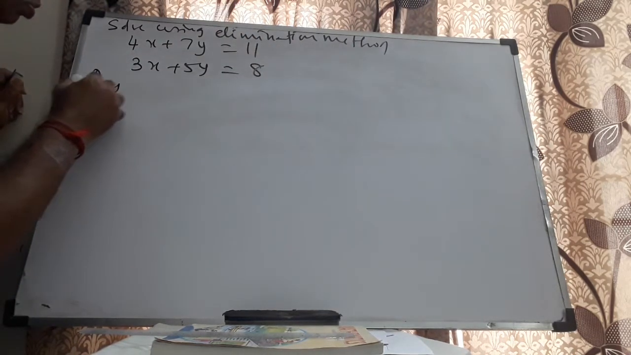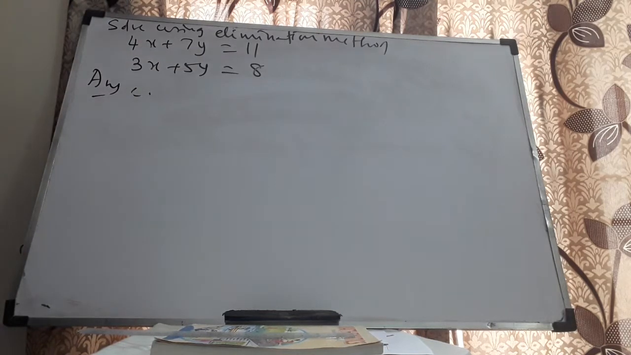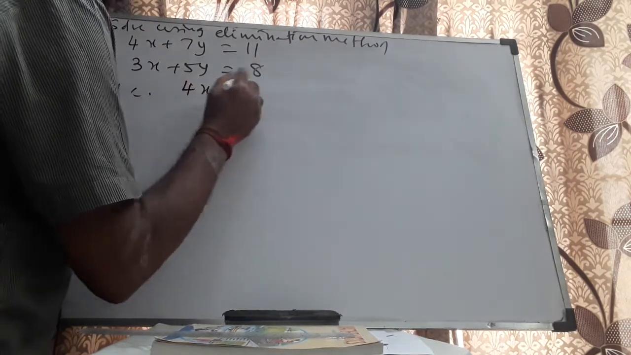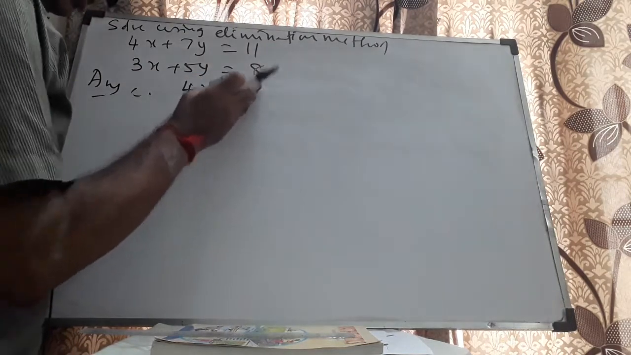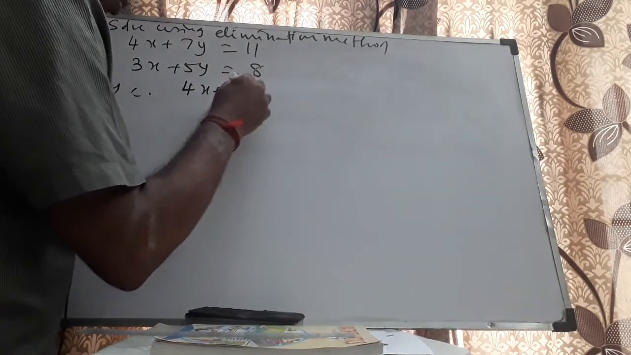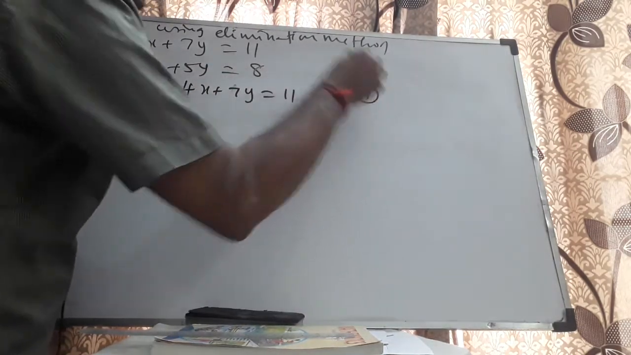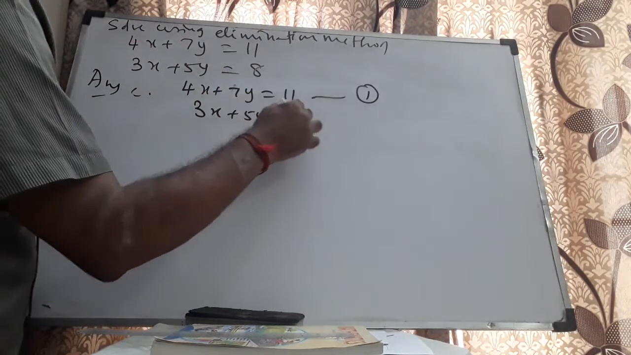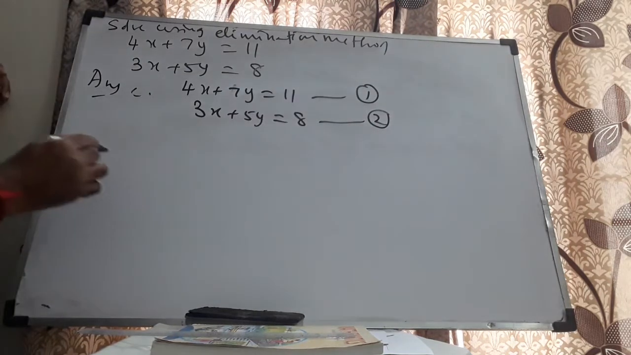Let us see how we go about the solution. Just listen. I'll write down both the equations. 4x plus 7y is equal to 11, and 3x plus 5y is equal to 8. I'll name them as equations 1 and 2.